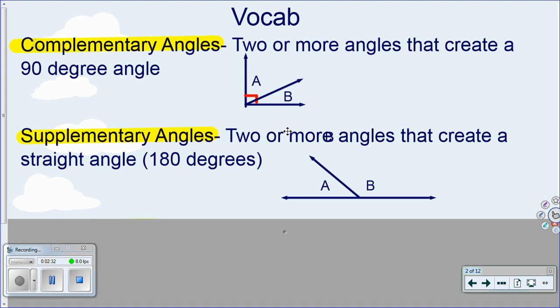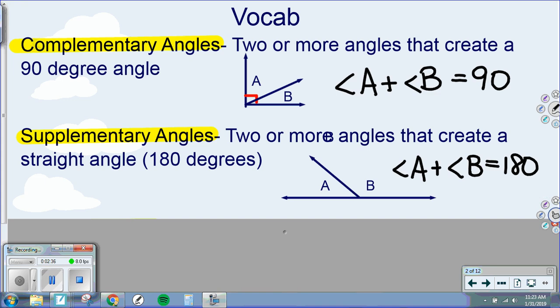We know that angle A plus angle B equals 90 degrees because those 2 angles together create a right angle. For supplementary, we know that angles A and B added together equal 180. So that's why we have angle A plus angle B equals 180.